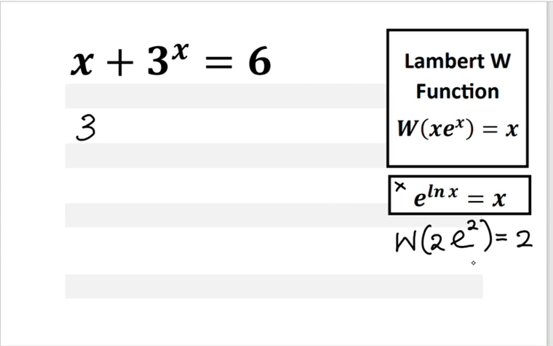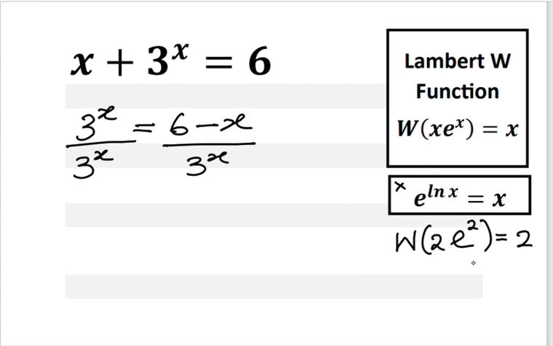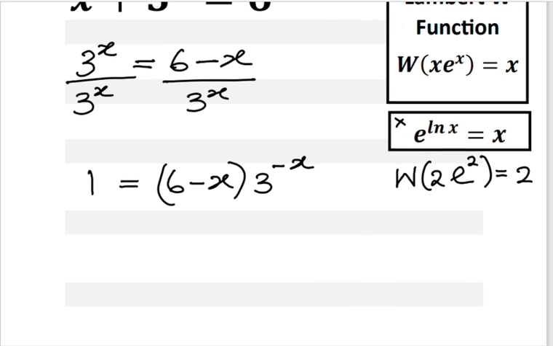Subtracting x from both sides, we're going to have 3 to the power of x is equal to 6 minus x. And if we divide both sides by 3 to the power of x, we're going to have 1 is equal to 6 minus x, and we can multiply this by 3 to the power of negative x. Alright? And if we push it to the right, we'll have just the same thing: 6 minus x times 3 to the power of negative x is equal to 1.